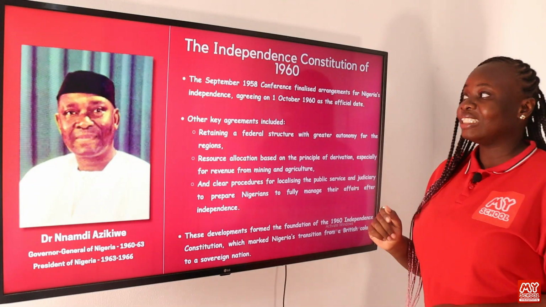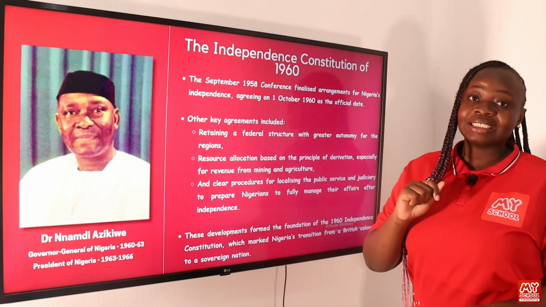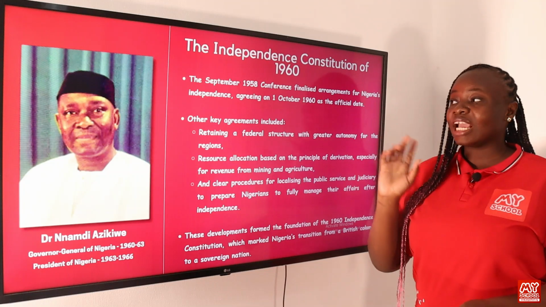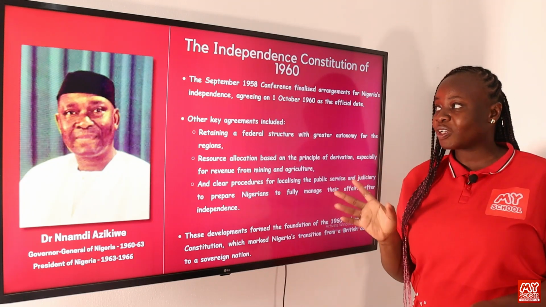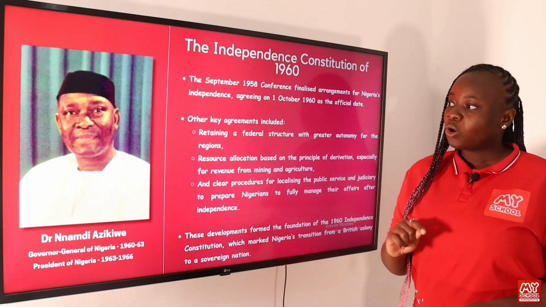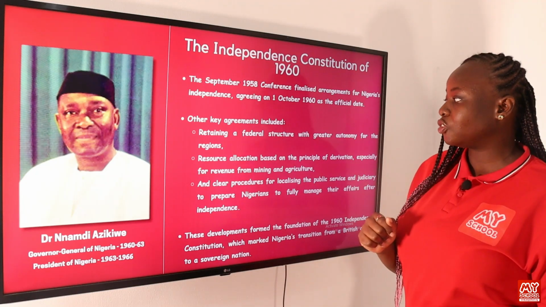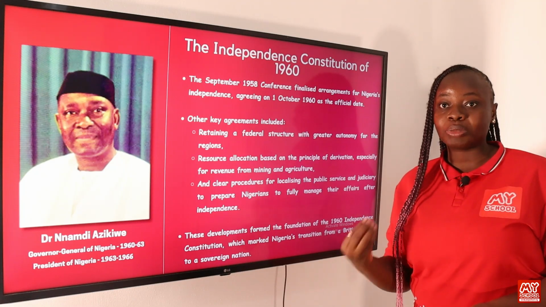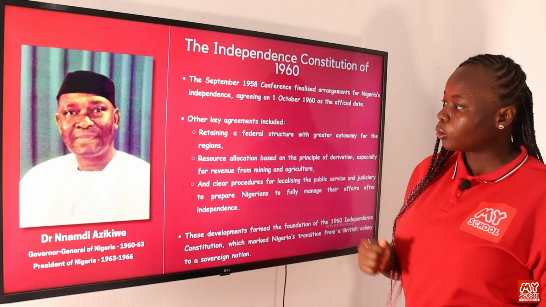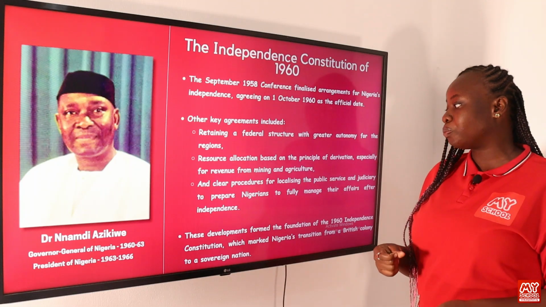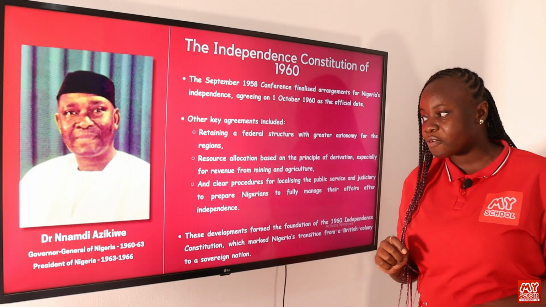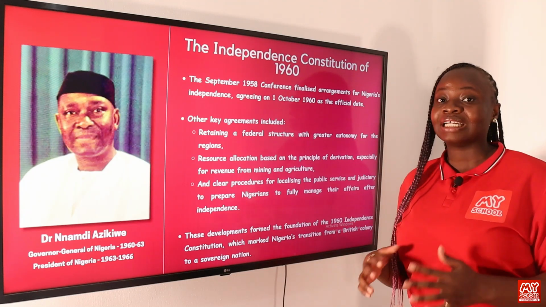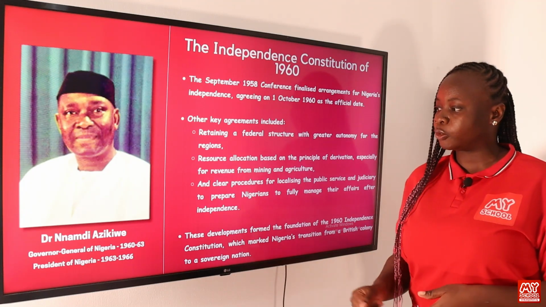We also talked about the 1958 conference, which was held in September and finalized agreements for Nigeria's independence. They agreed that the independence date would be 1st of October 1960. Other agreements included retaining a federal structure with greater autonomy for the regions, so the federal system of government would be adopted in the new constitution. It also discussed resource allocation based on the principle of derivation, especially for revenue from mining and agriculture. That means they will divide the national revenue and allocate it to the various states of the federation.